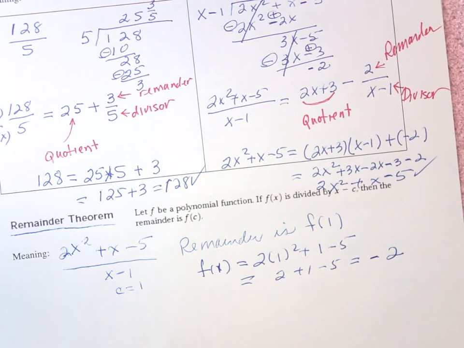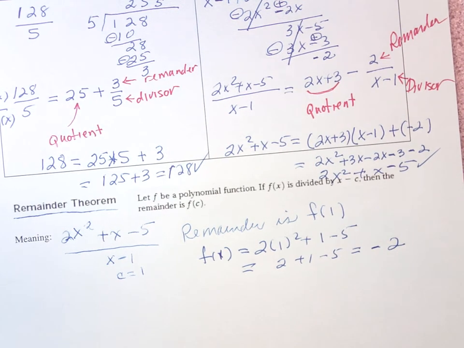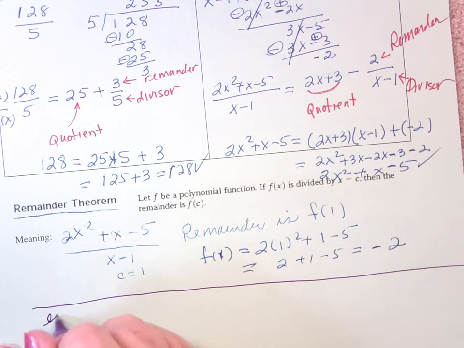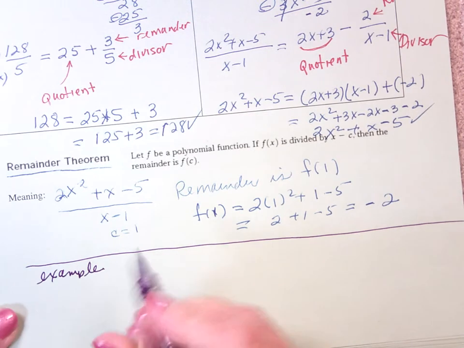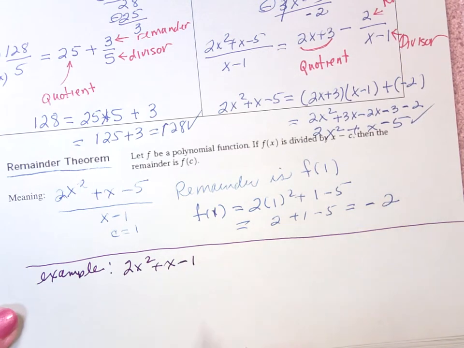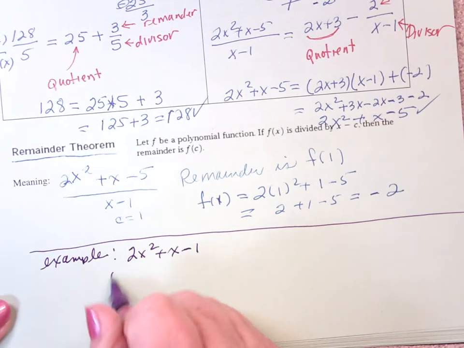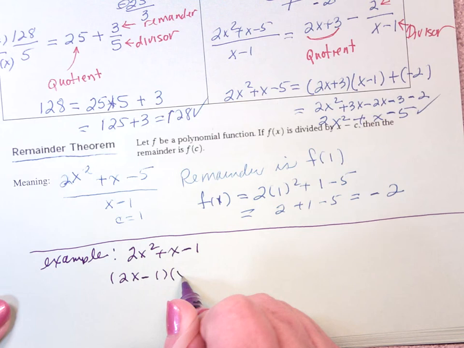What was the remainder when I did the division? Minus 2. Now, that doesn't have a whole lot of meaning to us in this format. However, suppose what I had something instead, and I pick another example. An example that factors. This guy factors into 2x minus 1 and x plus 1.